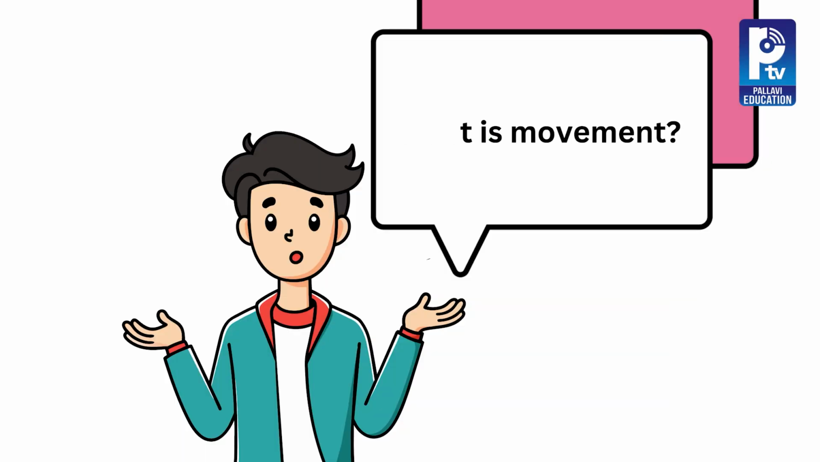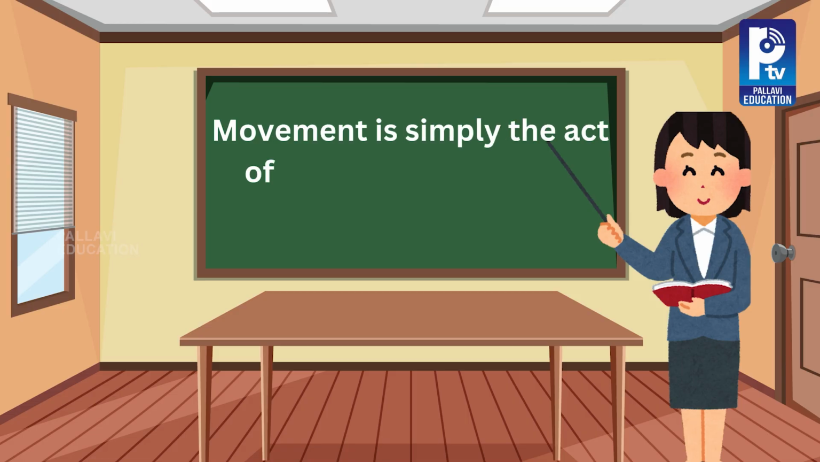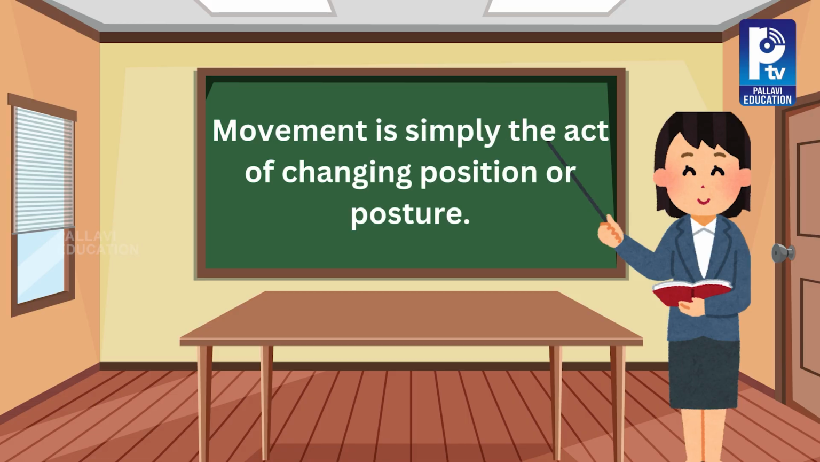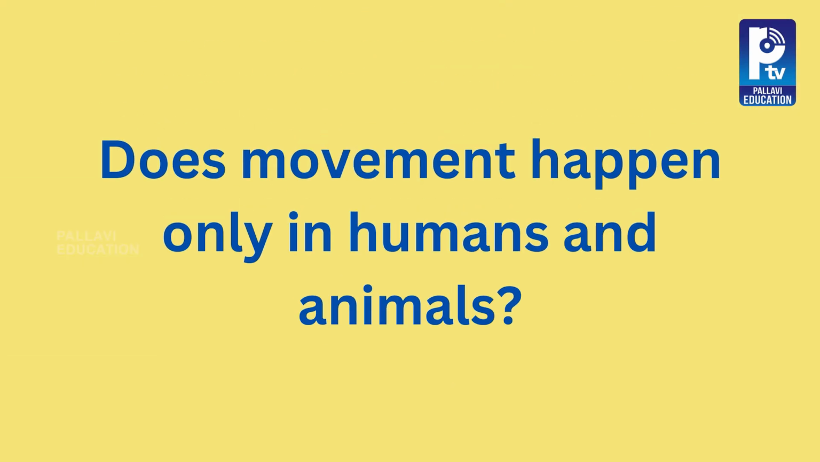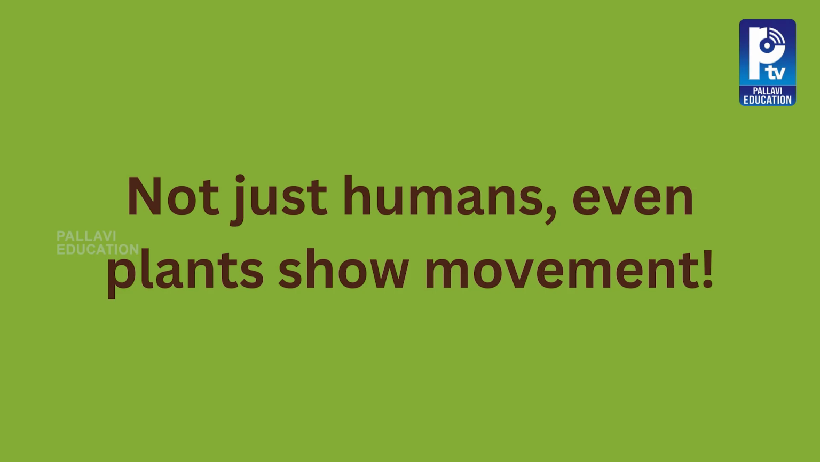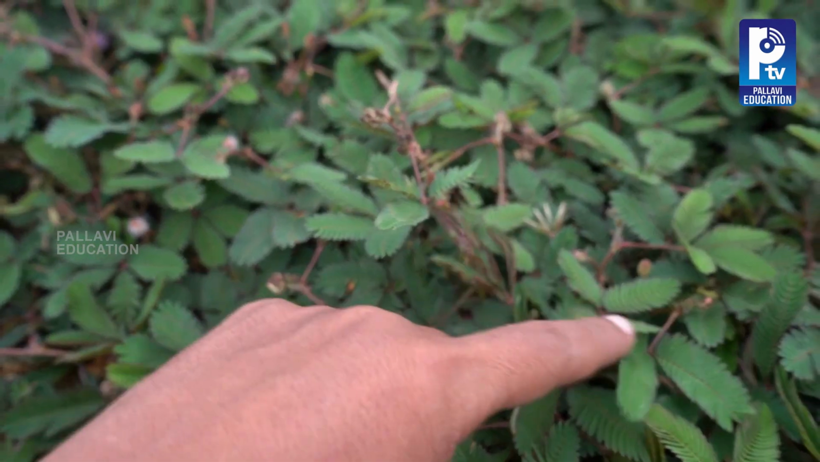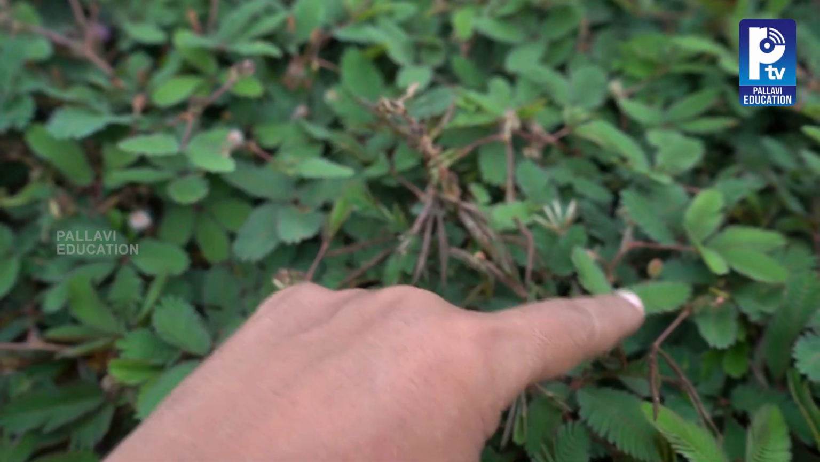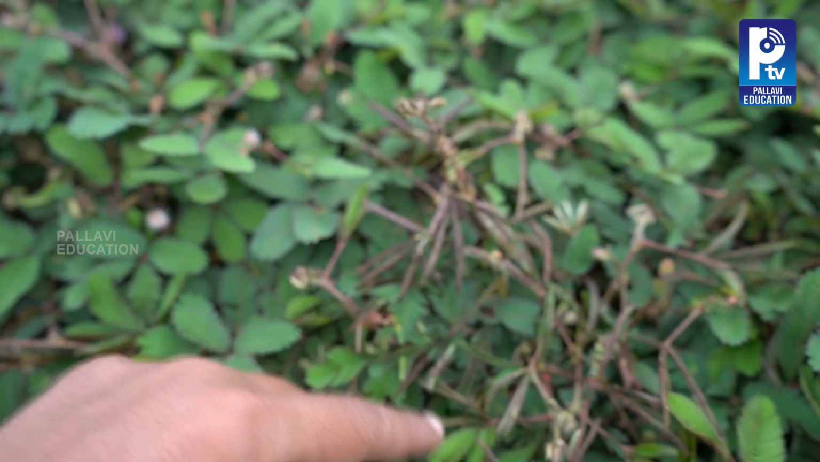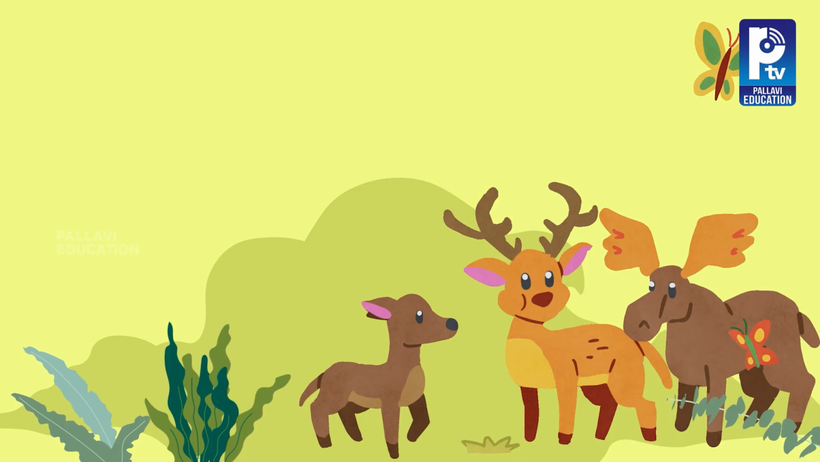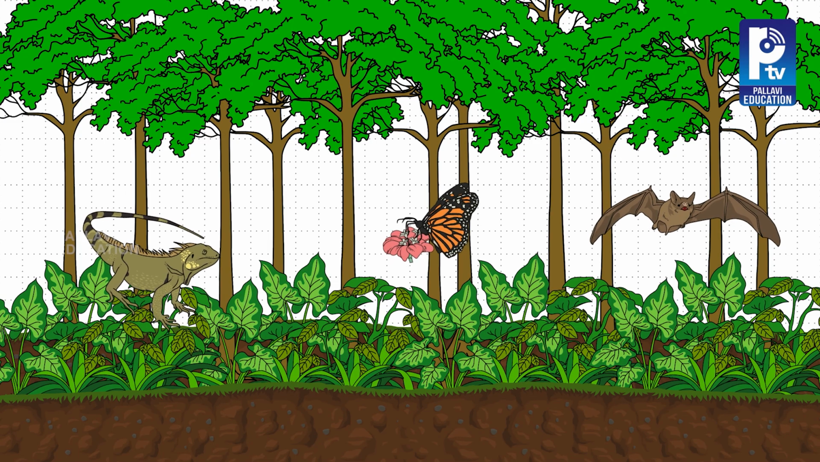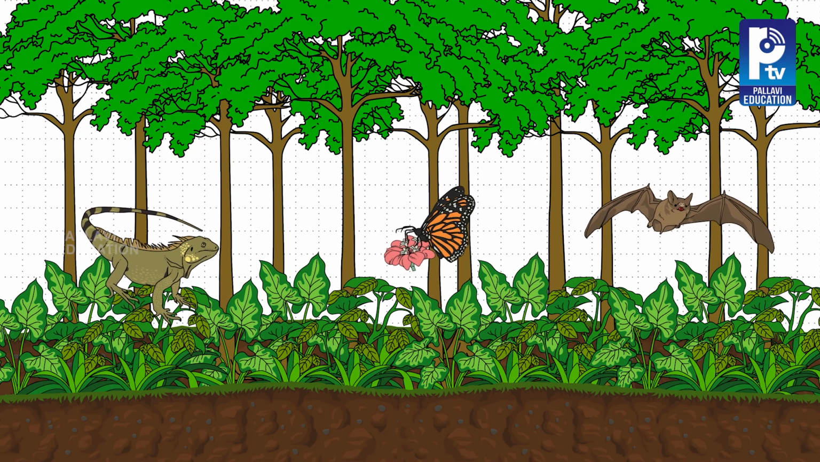What is movement? Movement is simply the act of changing position or posture. It can be as simple as blinking your eyes or waving your hand. But here's something cool. Not just humans, even plants show movement. For example, have you seen how the leaves of a touch-me-not plant fold up when touched? That's movement too. In living things, movement helps us survive, whether it's to find food, escape danger, or interact with the world around us.